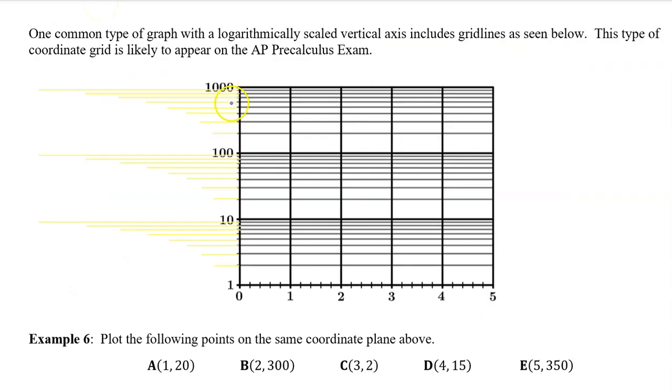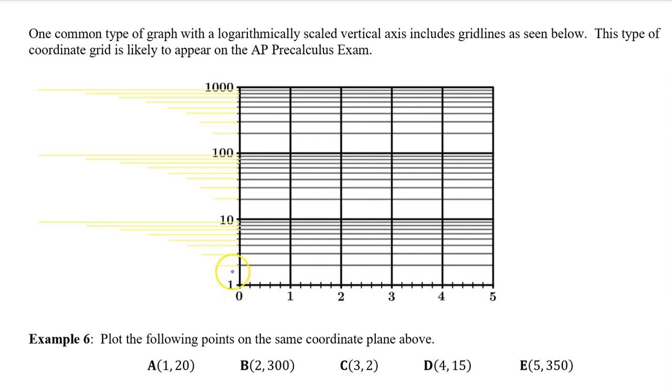One common type of graph with a logarithmically scaled vertical axis includes grid lines as seen here. This type of coordinate grid is likely to appear on the AP Precalculus exam. Notice that this is the same scale used in the previous problem, where 10, 10 squared, and 10 to the 3rd power are spaced equally. On a logarithmically scaled y-axis, we start with 1, not 0, because this is really 1 to the 0 power.